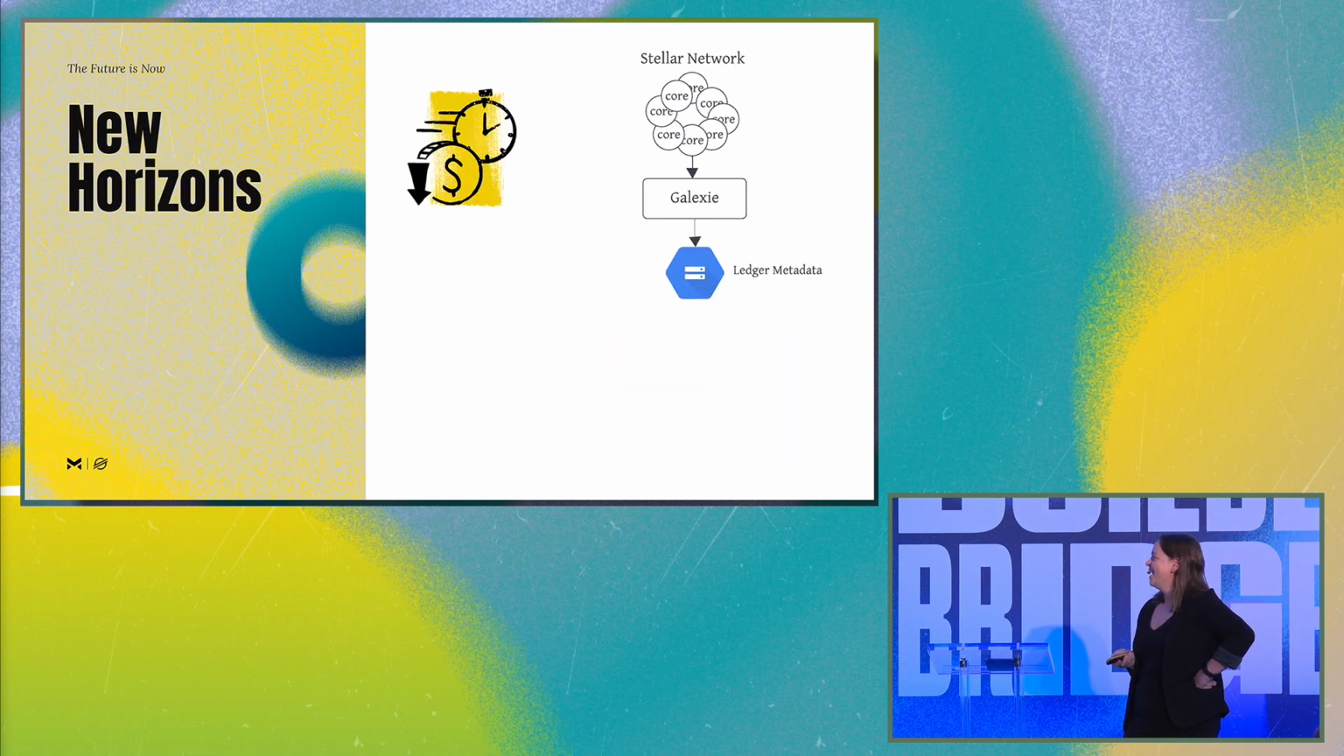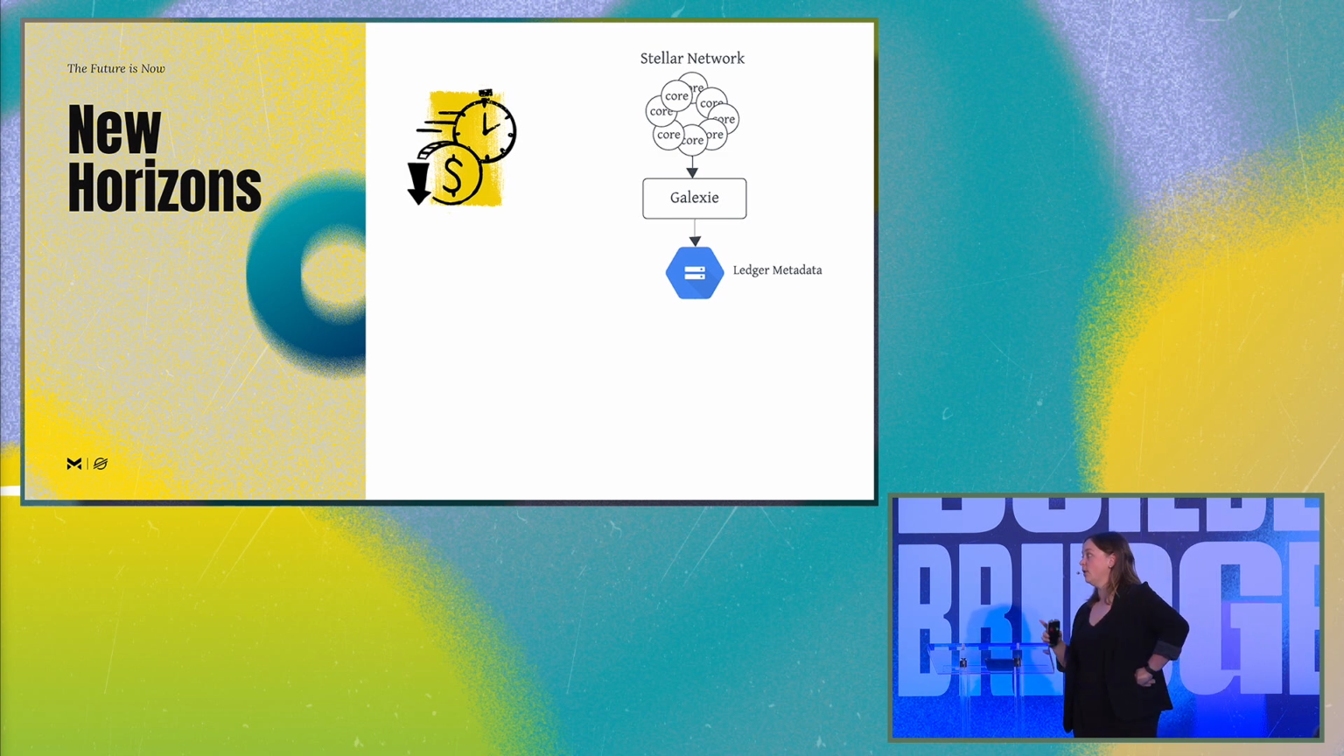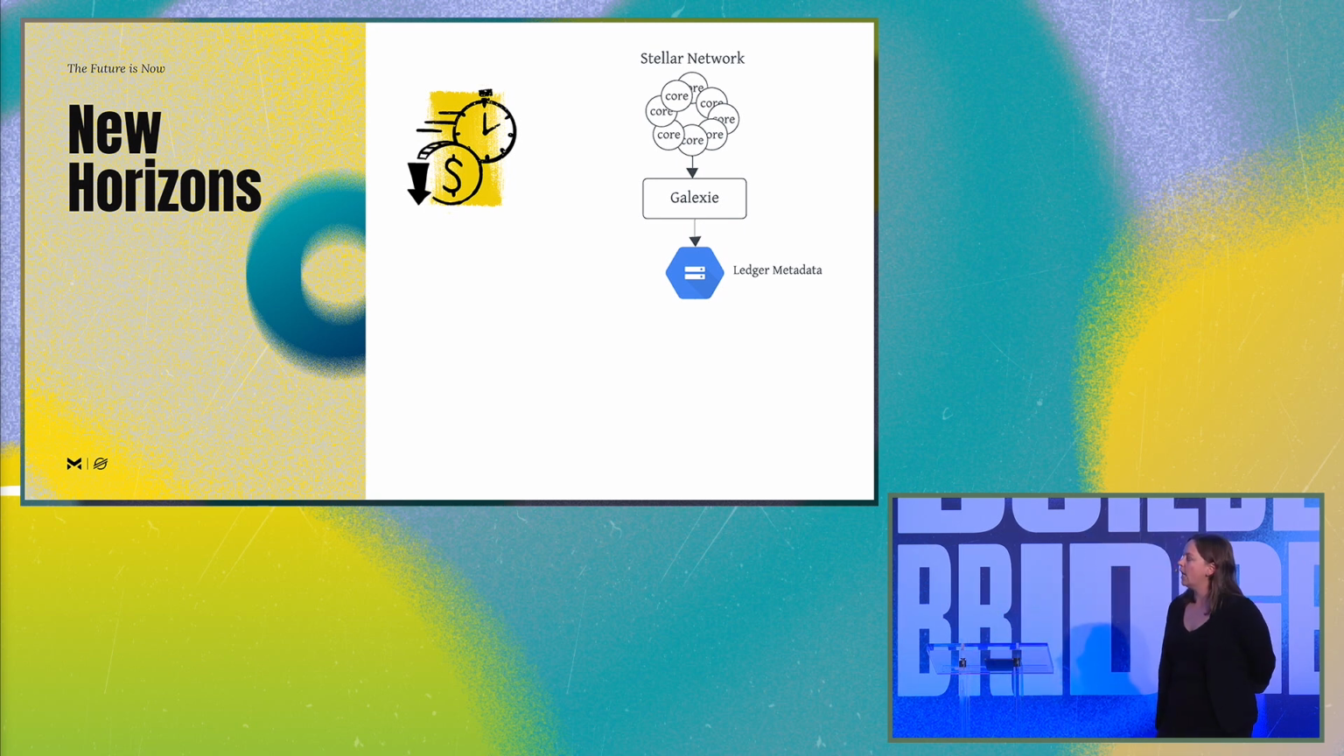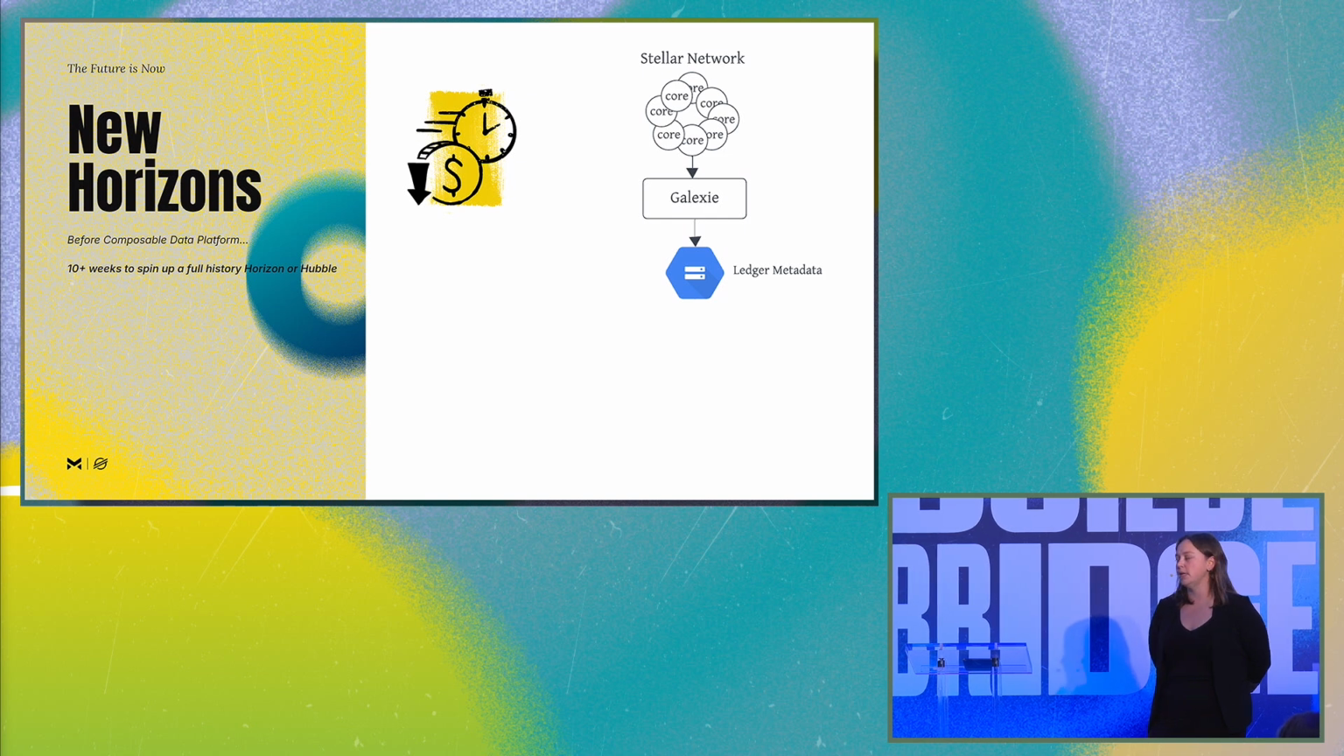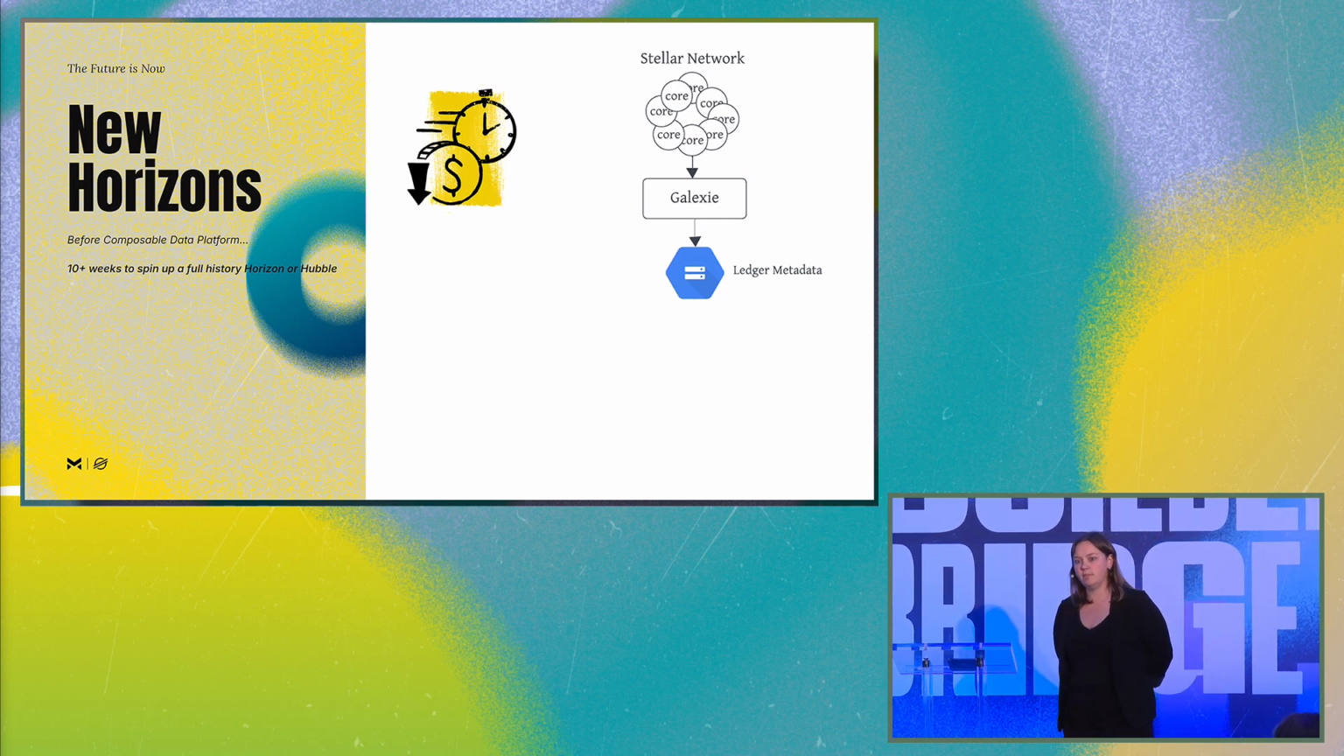Mind blown. But to prove what benefit we really get out of moving captive core out of the lifecycle of the application, I'd like to share some stats on what we saw when we refactored our legacy products to use this architecture. For some context, in a former life before CDP, it took 10 weeks to spin up a new full history Horizon. Actually, Vibrant did this recently. I think it took them a little longer, a little over 3 months, maybe more.